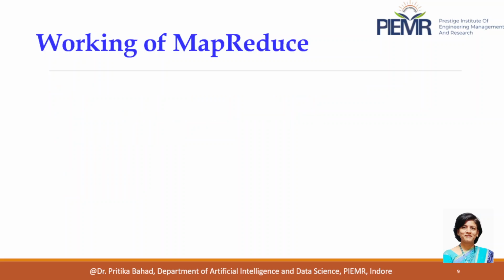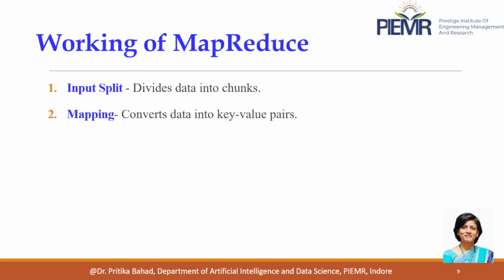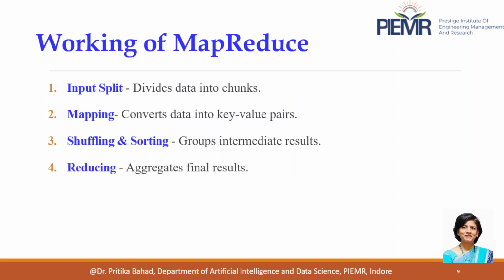The working of MapReduce can be divided into 5 steps. The first one is the input split, which divides the data into chunks. The second is mapping, which converts data into key value pairs. The third one is shuffling and sorting, which groups the intermediate results. The fourth is reducing, that is aggregating the final results. The fifth one is output storage, which stores processed data back to the HDFS.